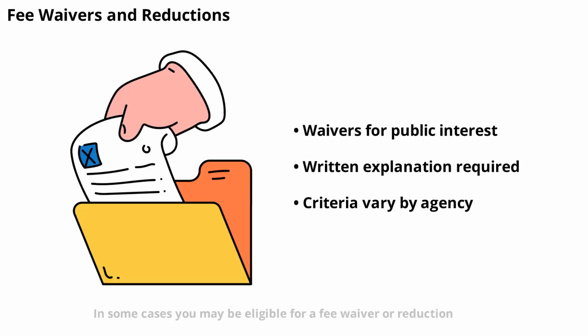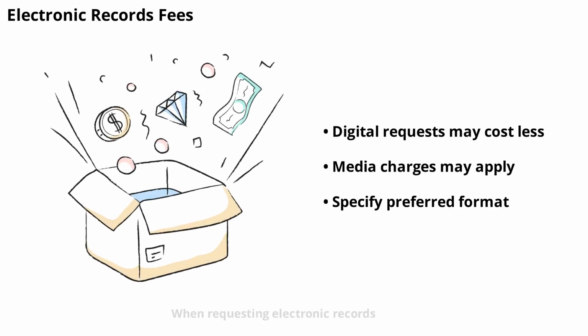In some cases, you may be eligible for a fee waiver or reduction. Agencies often grant waivers if the request is in the public interest, such as for news reporting or research that benefits the community. To request a waiver, you typically need to provide a written explanation of why your request serves the public good. Each agency has its own criteria, so it's important to review their policies and submit any required documentation. When requesting electronic records, fees may differ from those for paper records.